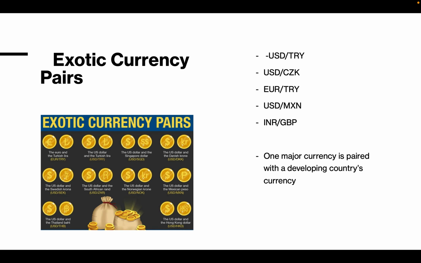And then next up, you got exotic currency pairs. These are basically a major currency paired with a developing country's currency. For example, you got USD TRY, USD CZK, EUR TRY, US dollar versus the Mexican peso, and INR, Great British Pound. And once again, it's basically a major currency paired against a developing country's currency.